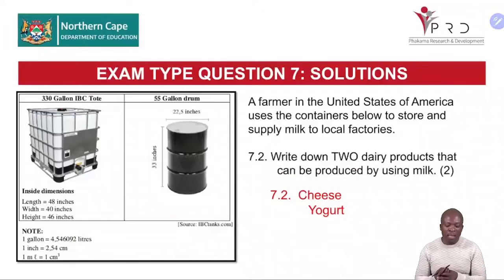How about the second question? It says you must write down 2 dairy products that can be produced using milk. Maybe you know a whole lot of other ones, but I've just given you 2 here. Cheese, yogurt, they contain milk. We can make cheese and yogurt from the milk that is produced. I hope you are getting them correct.